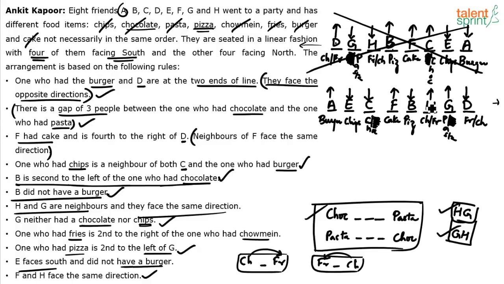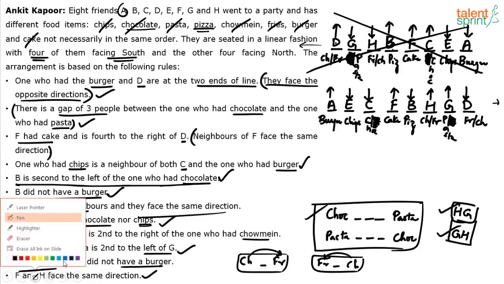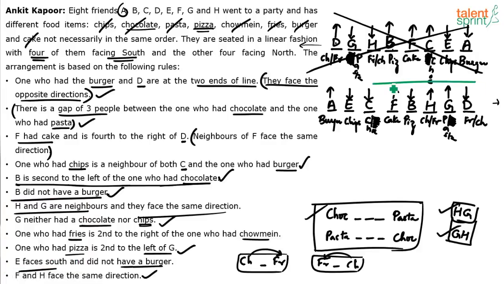Look at second one. F and H have to face the same direction. Yes. Both F and H are facing north. So last point is also satisfied. So I think we have got the final arrangement, which is this case 2. Let me just take that in green. This is the final arrangement.